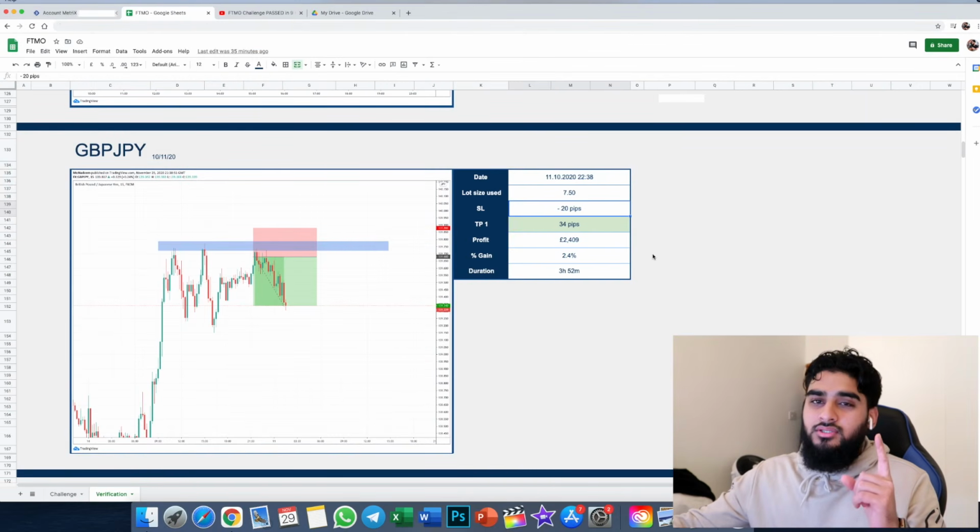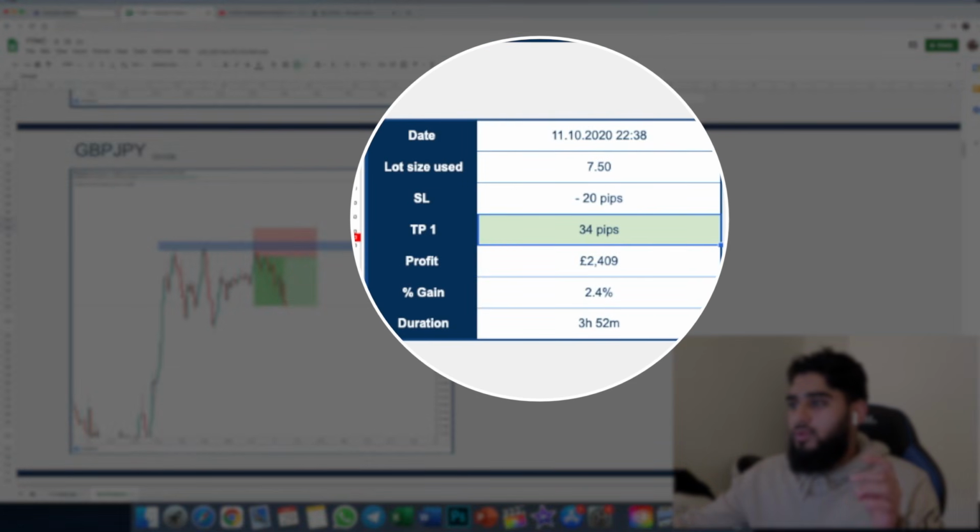Always calculate your stop loss according to your analysis. Don't ever calculate your stop loss with your entries. 34 pips caught overall, a total profit of 2.4k made on this trade, which is about 2.4% on my FTMO account, and it took about 3 hours for this trade to play out.